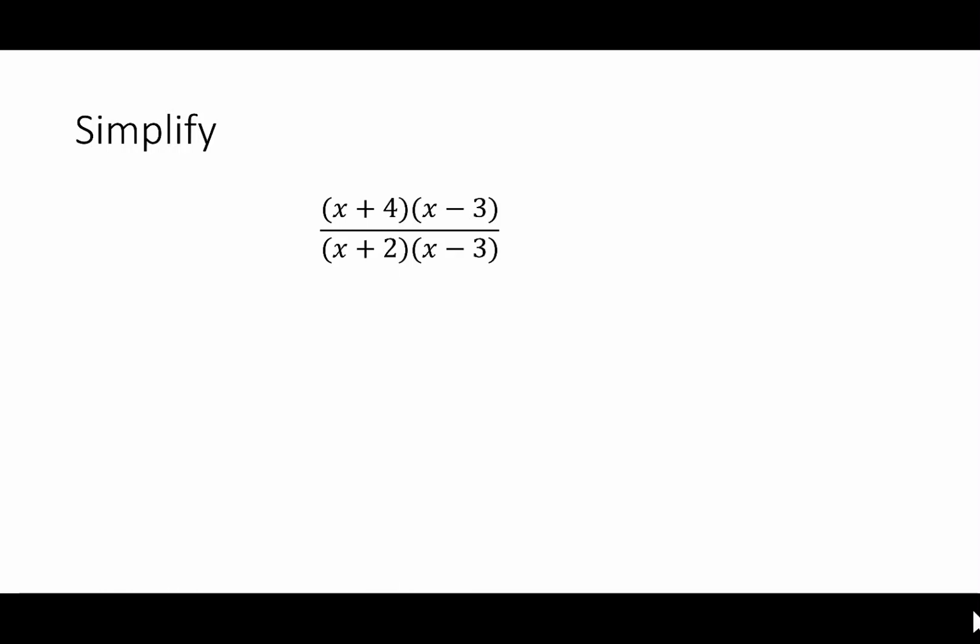I have (x + 4)(x - 3) over (x + 2)(x - 3). The numerator and denominator both have an x minus 3 that I can cancel out. Our simplified expression is x + 4 over x + 2.